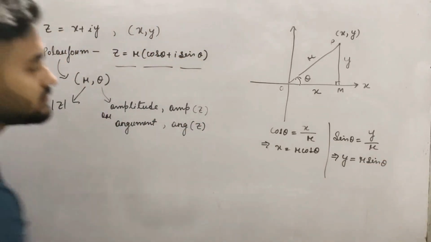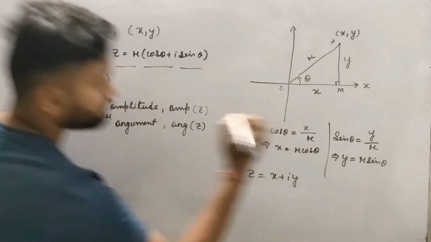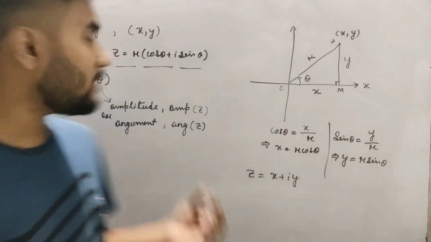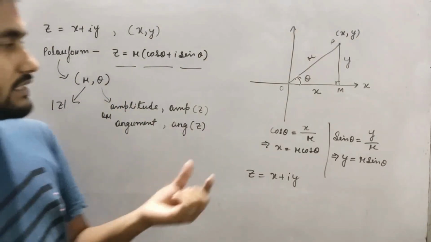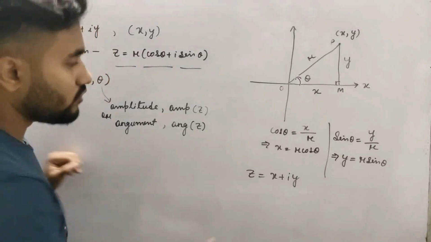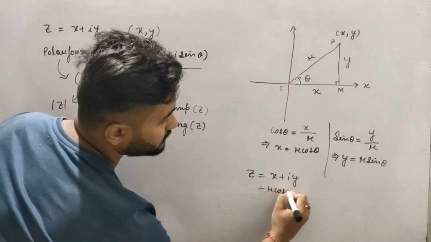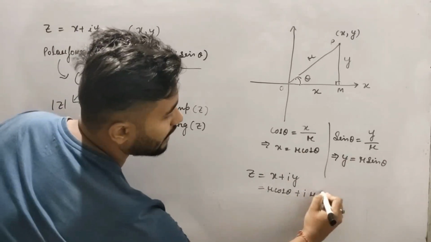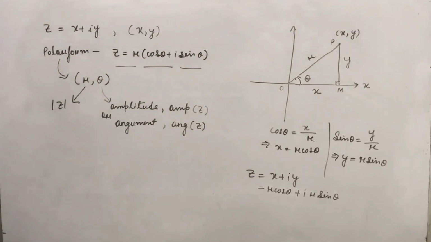Now what was my complex number? My complex number is z equal to x plus iy. Now I will express it in polar form. Means what? r and theta. In polar form, it will stay as r and theta. So in place of x, I will write r cos theta plus i, and in place of y, I will write r sin theta. Simple.